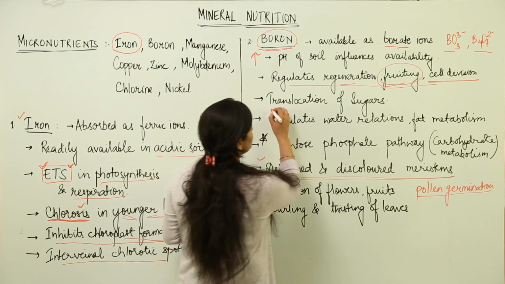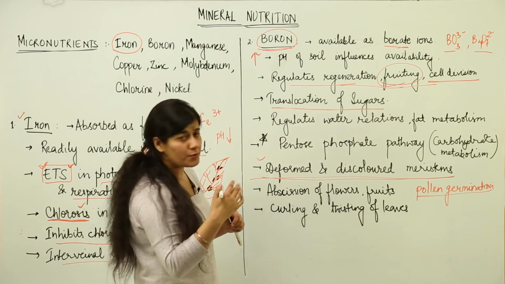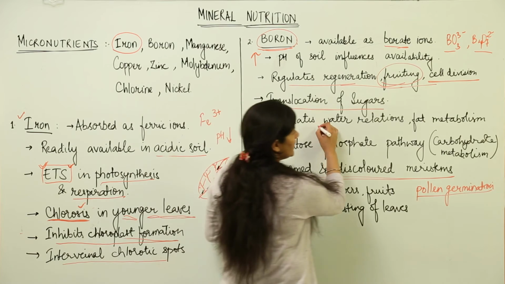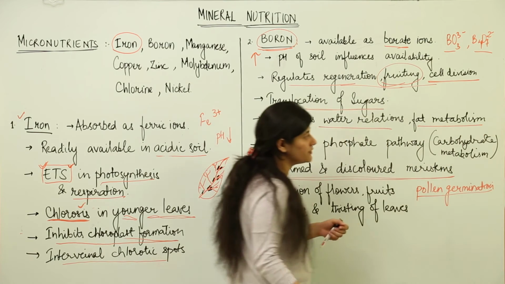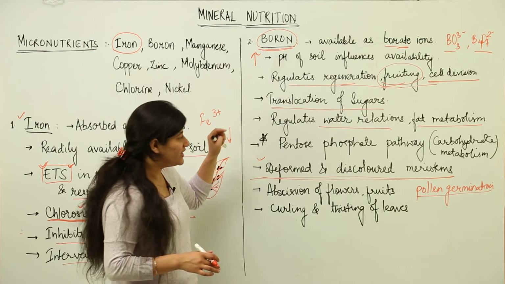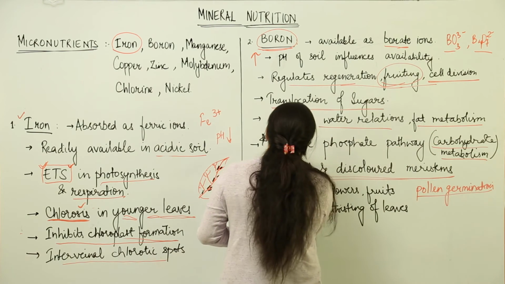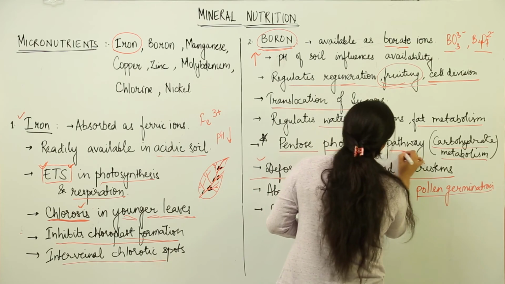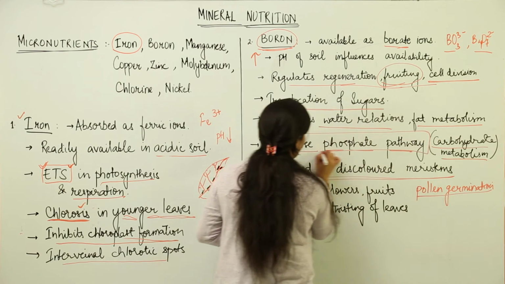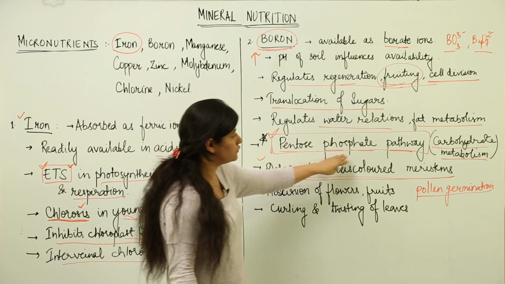Then there is the point of translocation of sugars within the plant. Whatever sugars are being formed, sucrose, would be translocated to the other points with the help of borate ions. It regulates the water relations as well as the fat metabolism that takes place inside the plant. And one very important point is that boron regulates carbohydrate metabolism, which is very important when the pentose phosphate pathway has to take place. So please remember that boron is a very important regulatory mineral for the pentose phosphate pathway.